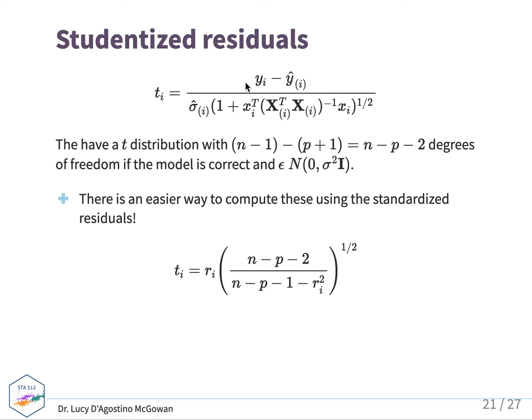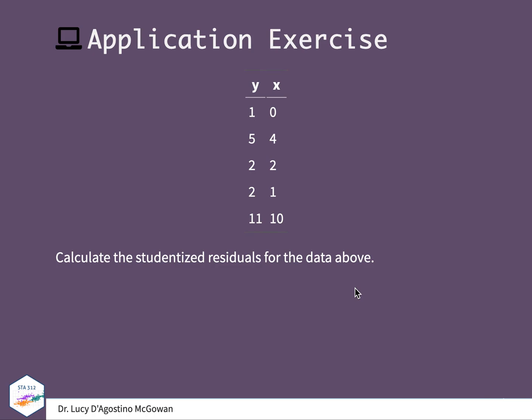It turns out the studentized residual is going to be exactly equal to r_i, where r_i is the standardized residual, times the quantity n minus p minus 2 divided by n minus p minus 1 minus r_i squared, where r_i squared again is that standardized residual squared, and then that whole thing raised to the 1/2. And so I want you to go ahead and calculate the studentized residuals for the data above, for each of the data points, using that equation on the previous slide.